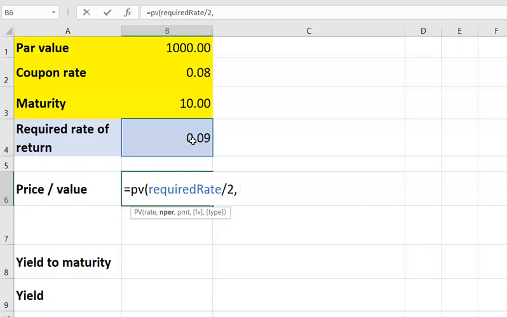Number of periods. Well, it certainly is the maturity, but remember, it's twice as many periods because I get paid twice a year. So here I multiply by 2.